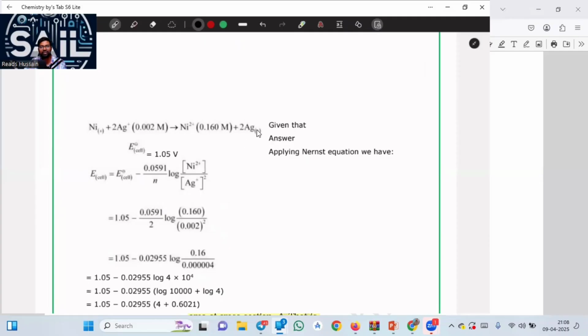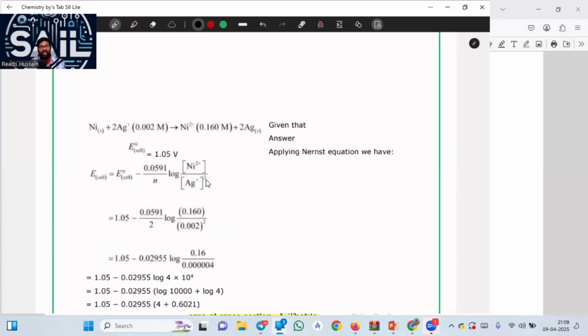But this is a metal, solid. We should not consider solids, right? This we should not take, and this nickel also we should not take. Only Ni²⁺ and Ag⁺. So what is the product? Ni²⁺ concentration divided by Ag⁺ concentration squared.